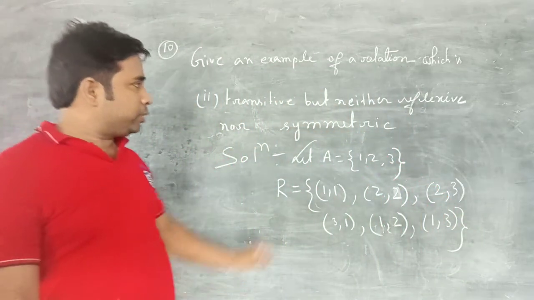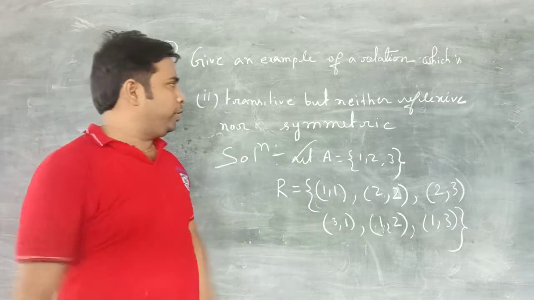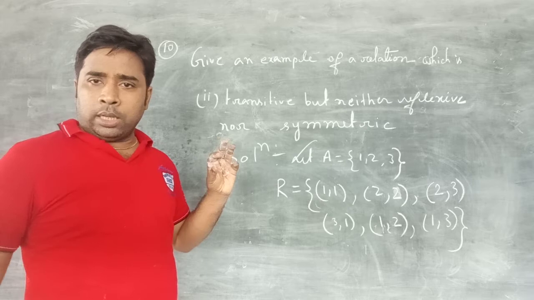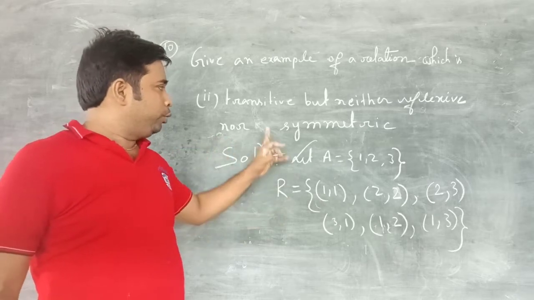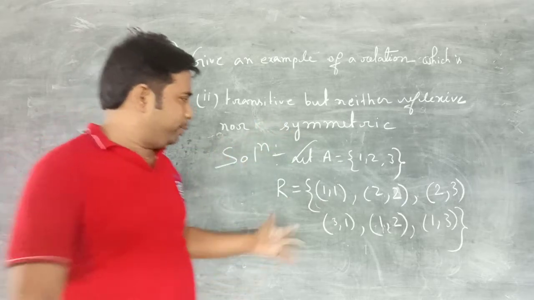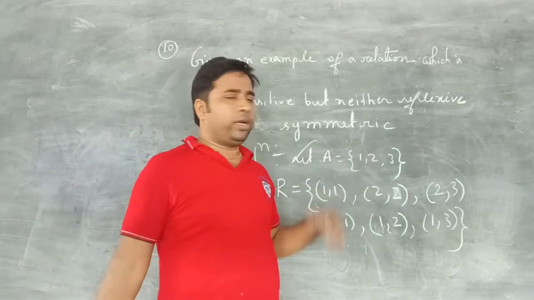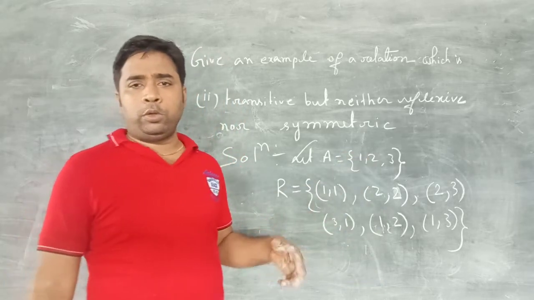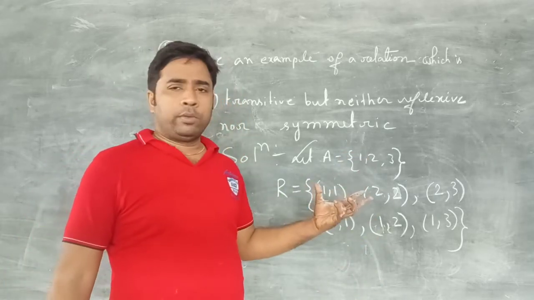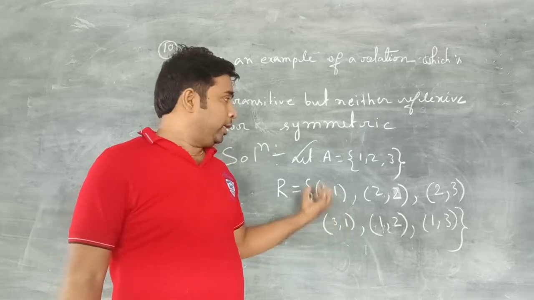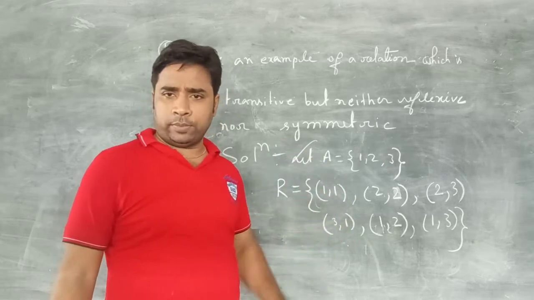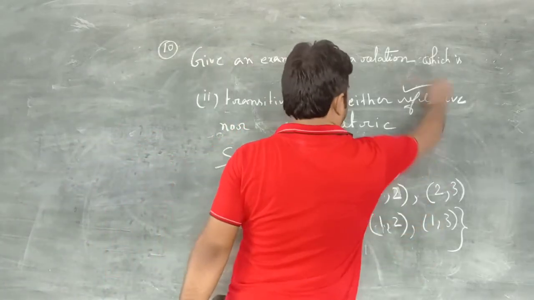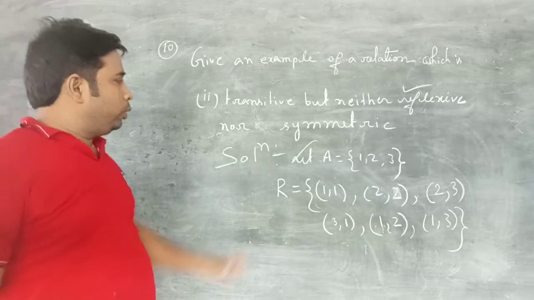You see here, first of all, what is the question? Give an example of a relation which is transitive but neither reflexive nor symmetric. See here, it should not be reflexive. Let us verify whether it is reflexive or not. What is the doublet of 1? (1,1). It is here. What is the doublet of 2? (2,2). It is here. What is the doublet of 3? (3,3). It is not here. That means it is not reflexive. So this condition is satisfied. Not reflexive is done.